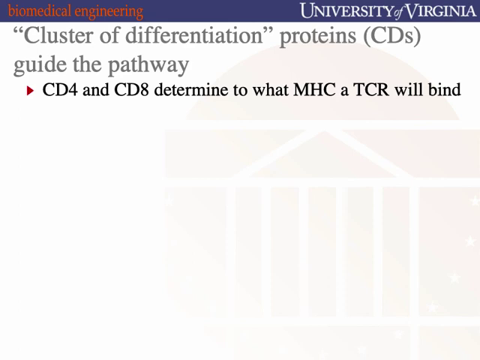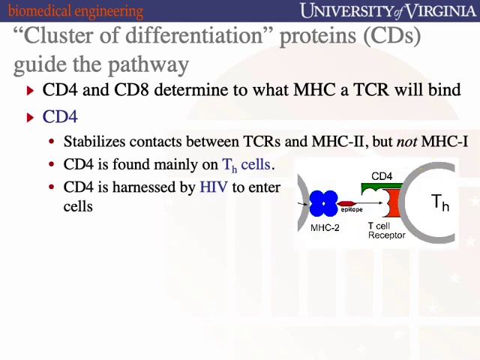And these are going to describe sort of the two major classes of T cells that have specific kinds of receptors to recognize either MHC1 or MHC2. All right, so CD4 and CD8 determine to what MHC a TCR will bind. Again, whether it's class 1 or class 2. CD4 is going to stabilize contacts between TCRs and MHC2, okay? But not MHC1. CD4 is found mainly on helper T cells, TH cells.